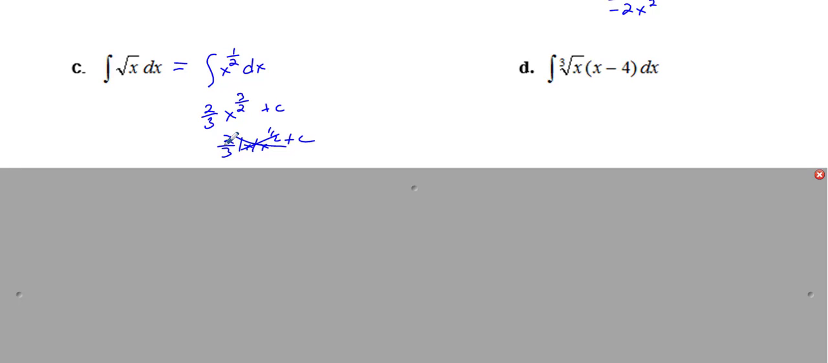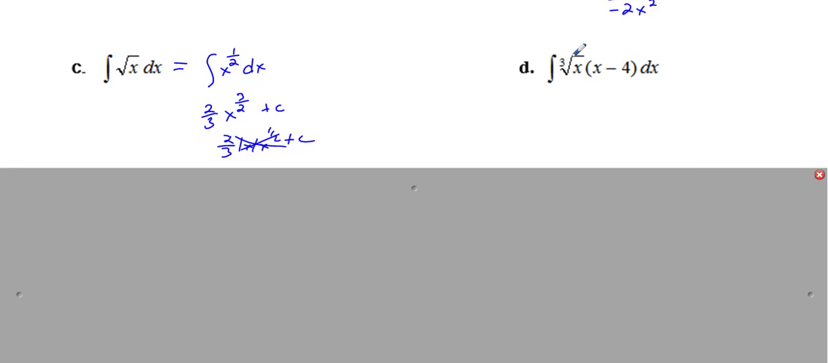Okay. How about part D? We have a product as the argument of the antiderivative. Guess what we have to do every single time? We have to multiply this out. So you have terms.